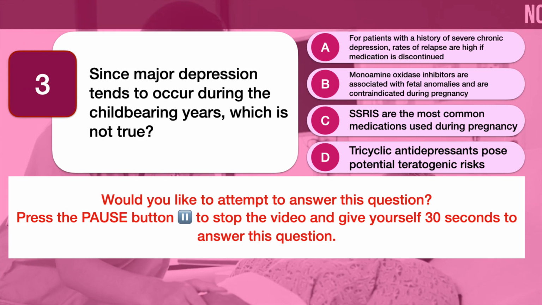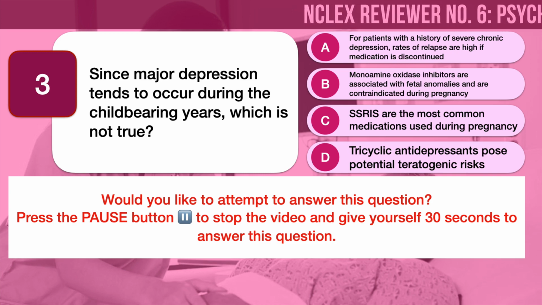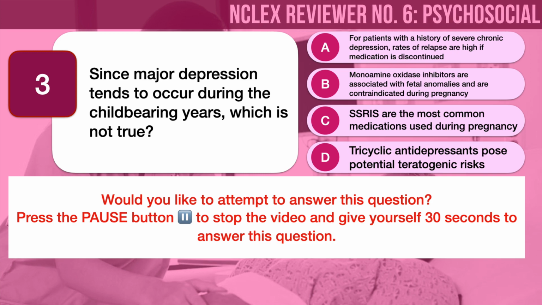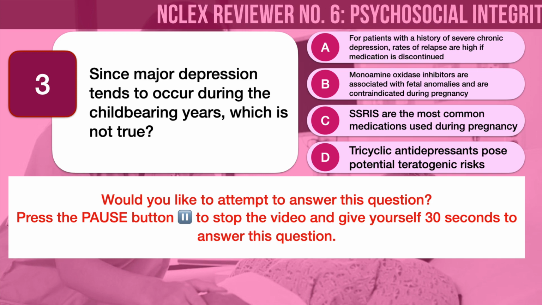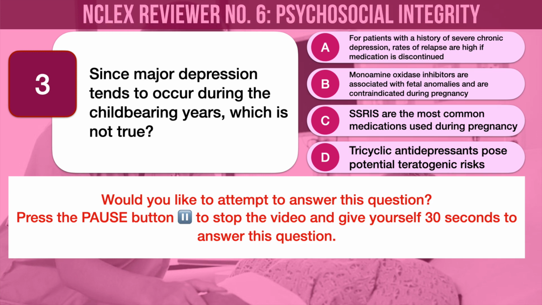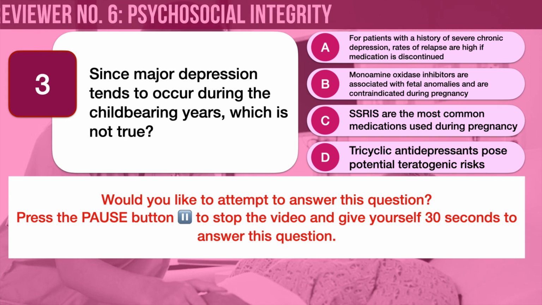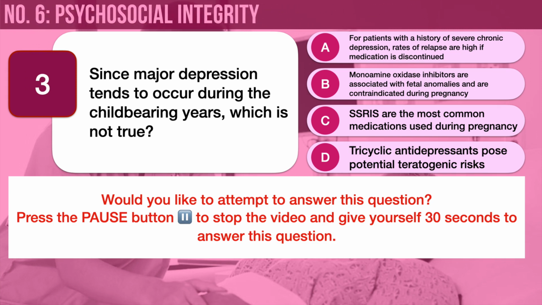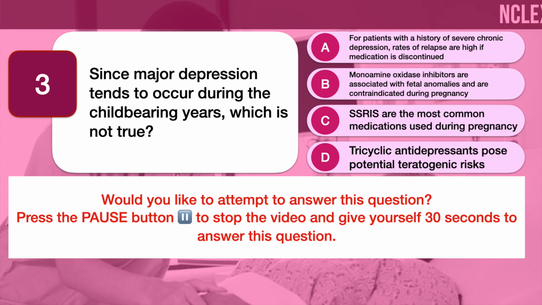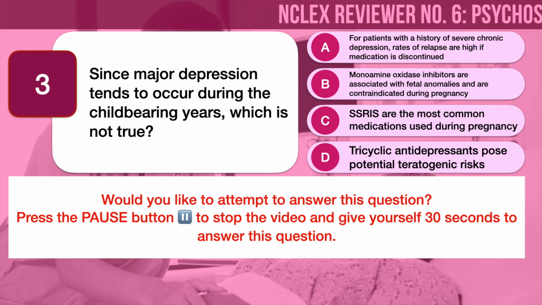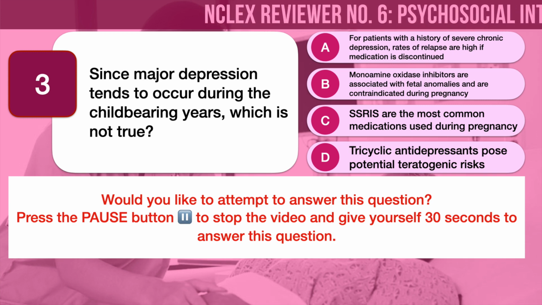Question number 3. Since major depression tends to occur during the childbearing years, which is not true? A. For patients with a history of severe chronic depression, rates of relapse are high if medication is discontinued. B. Monoamine oxidase inhibitors are associated with fetal anomalies and are contraindicated during pregnancy. C. SSRIs are the most common medications used during pregnancy. D. Tricyclic antidepressants pose potential teratogenic risks.